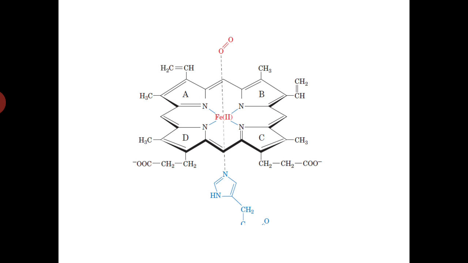And this group is very important, because if we isolate this group, all the activity of hemoglobin is going to be lost. Only this group is responsible for the activity of hemoglobin. We will come back to the structure and discuss it in detail.